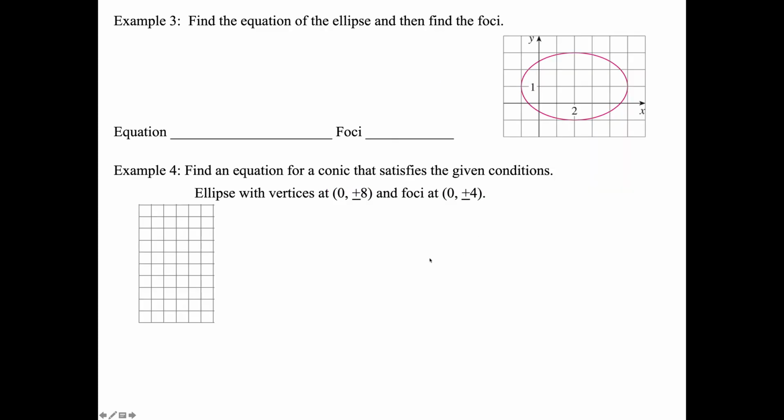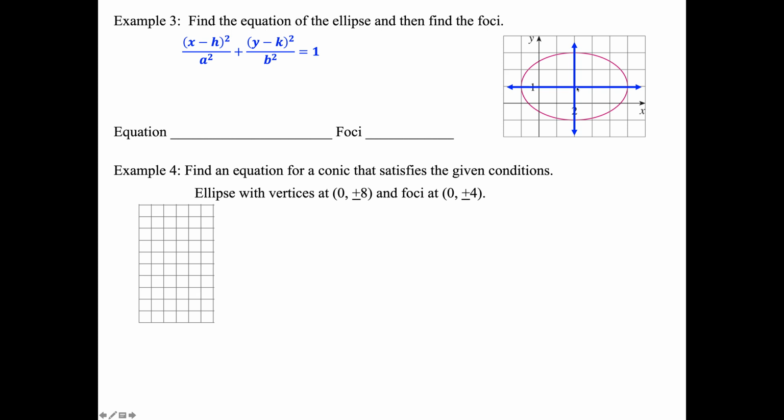All right, off to example number 3. Now, they give us a graph of an ellipse, and they want us to find the equation and the foci. So what I would like to do here is take my ellipse and cut it horizontally and vertically in half. So now I can see where the center of my ellipse is. It's not on the origin, so I know I have to use my form with x minus h squared and the y minus k binomial squared.